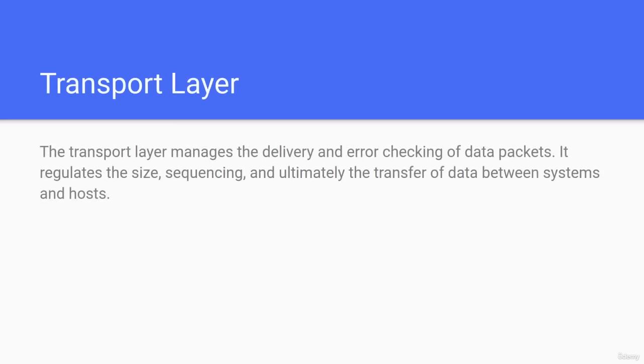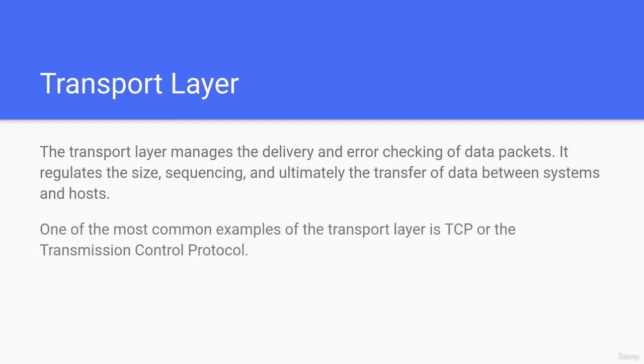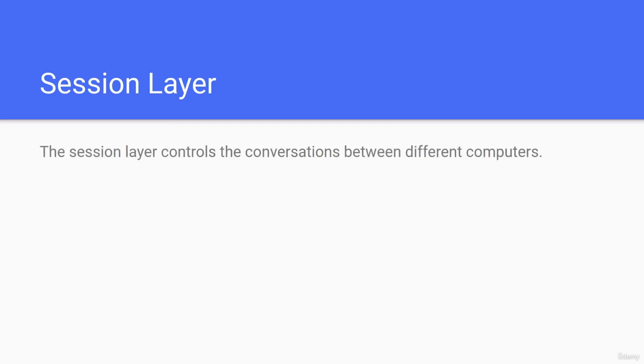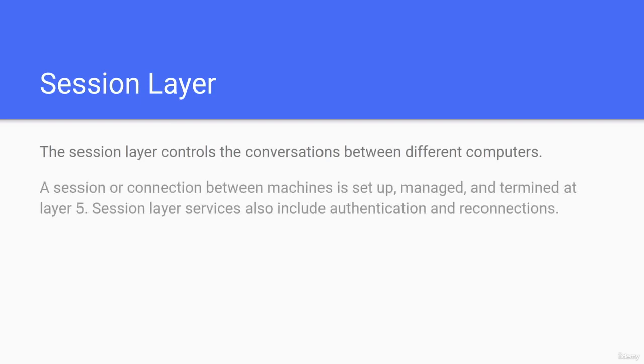The transport layer manages the delivery and error checking of data packets. It regulates the size, sequencing, and ultimately the transfer of data between systems and hosts. One of the most common examples of the transport layer is TCP, the Transmission Control Protocol, or UDP. So TCP and UDP are here. The session layer controls the conversations between different computers. A session or connection between machines is set up, managed, and terminated at layer 5, which is the session layer. Session layer services also include authentication and reconnections.